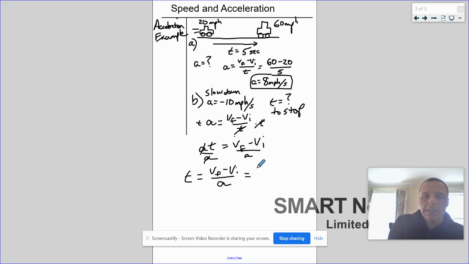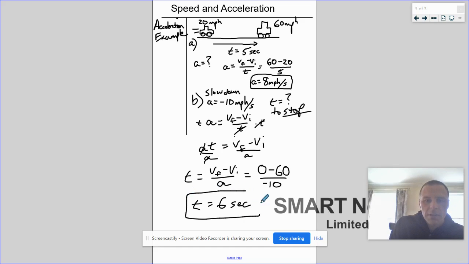The final velocity is actually 0 because it says time to stop. The initial velocity is 60 miles per hour. That's how fast it was moving at the end of the first part of the problem. And we're going to divide by the new slowdown rate, which is negative 10. When we divide negative 60 by negative 10, we get a time of 6 seconds. And that's how to use the acceleration equation in a different way.